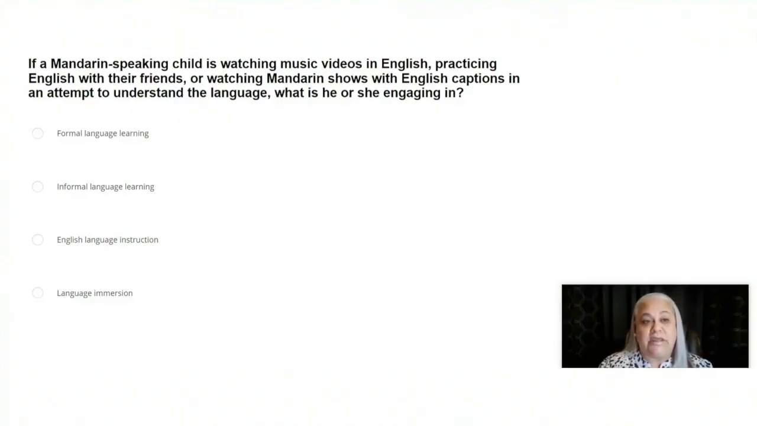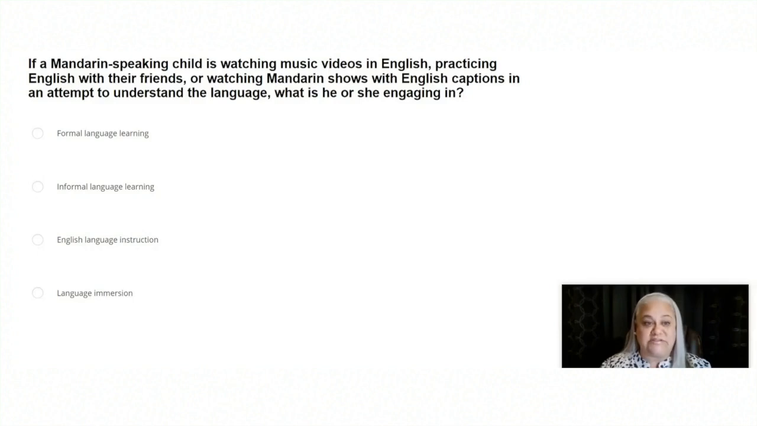Choice number 2, informal language learning, could possibly be the choice because informal language learning involves learning in a non-structured environment. This is often considered to be non-structured because there's not someone who knows the language fluently enough to correct any mistakes. So this could definitely be the answer. But let's look at the other 2 choices. English language instruction gives us the feeling that someone is teaching and instructing the language in English. That is not what this question's saying at all.